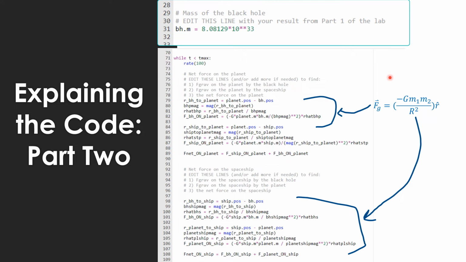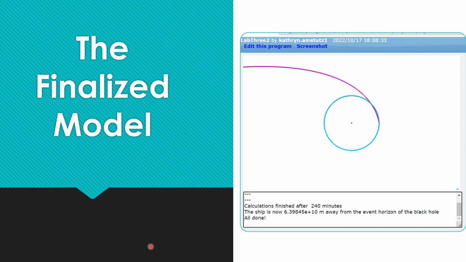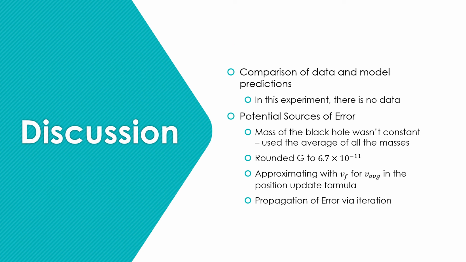Part 2 essentially uses the universal law of gravitation a lot to find the net force on the planet and then the net force on the ship. It also uses Newton's second law to find the final position and velocity, essentially the new position and velocity of the planet and the ship every time you go through that loop. And then once I wrote that, I could start plugging in initial x and y components of velocity to actually start verifying what would work. And this is the result of what you saw on the previous slide, that initial x and y components of velocity. You can see the planet staying in its orbit, and our ship has escaped the black hole.